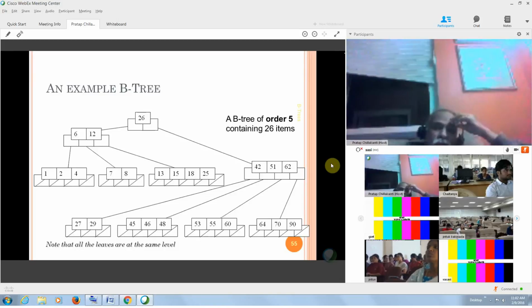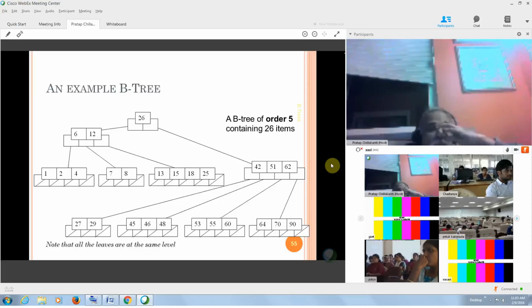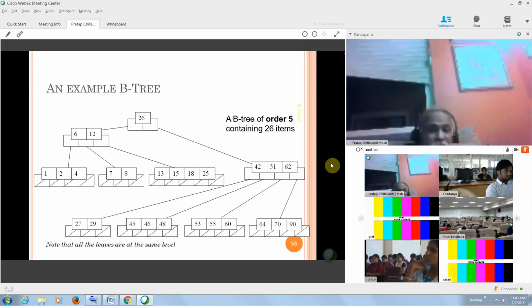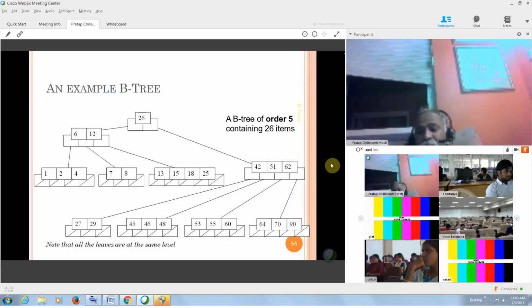So here is a B tree of order 5. 5 means it can have up to 5 children, right? Okay, and it has 26 items here. Now how this is constructed is a different story. But you can see there are 5 and all the leaves are at the same level. What is the depth of this tree? 2, right? 1, 2, yeah. So that is the depth of the tree, and then you get a tree that looks like that.